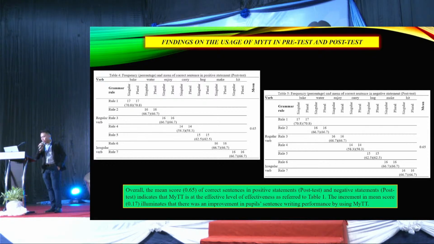All right, okay, next one, we look at the screen. So item number 7, item number 11, item number 13. These items denoted quite a high mean score, which shows positive response from the pupils. They like using MyTT because it is easy and they found it useful for them to use.